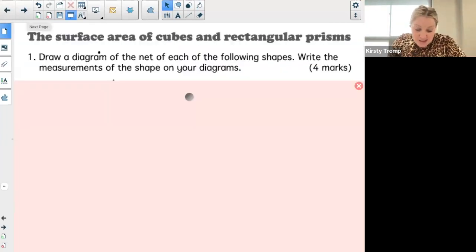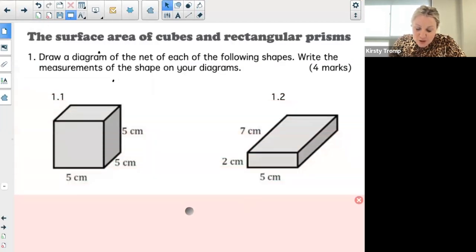So the first question says to us, draw a diagram of the net of each of the following shapes. Write the measurements of the shape on your diagrams. So some of you were really good on Monday night. You went and took a screenshot of the drawing in 1.2, okay? And you went and did it yourself. So well done, guys. We're going to go and do it together tonight. So we're looking at 1.2 and we're going to have a look at it together.